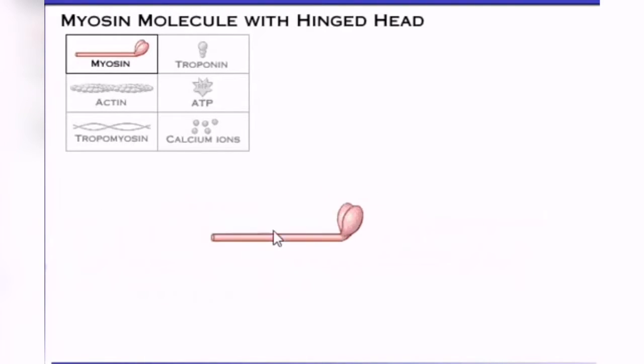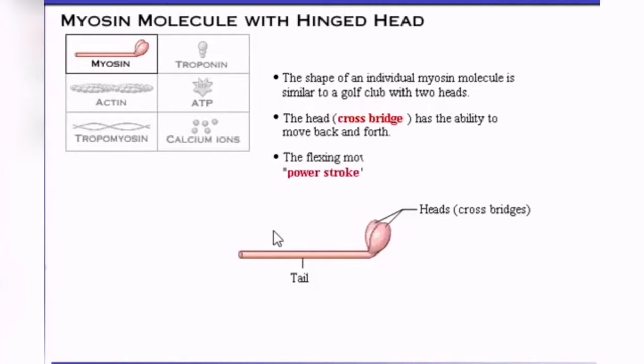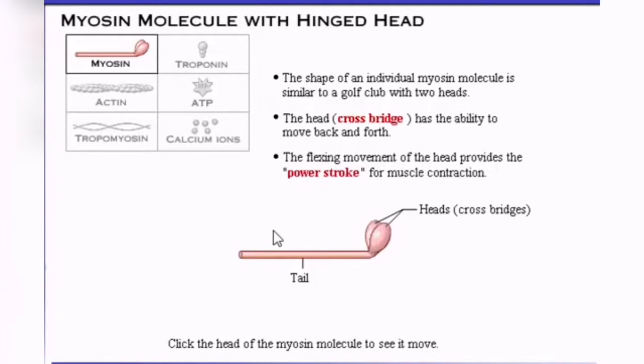The shape of an individual myosin molecule is similar to a golf club with 2 heads. Myosin has several important functional features. The head, or cross bridge, has the ability to move back and forth. The flexing movement of the myosin head provides the power stroke for muscle contraction. Click the head of the myosin molecule to see it move.